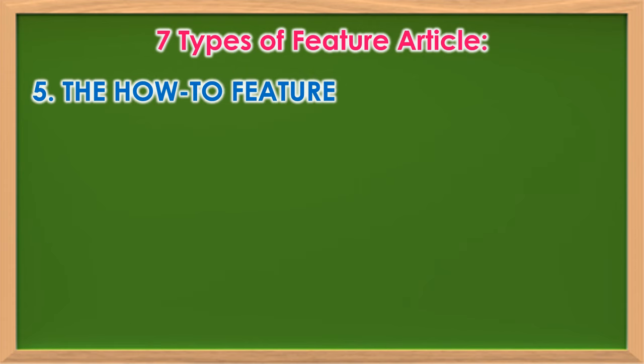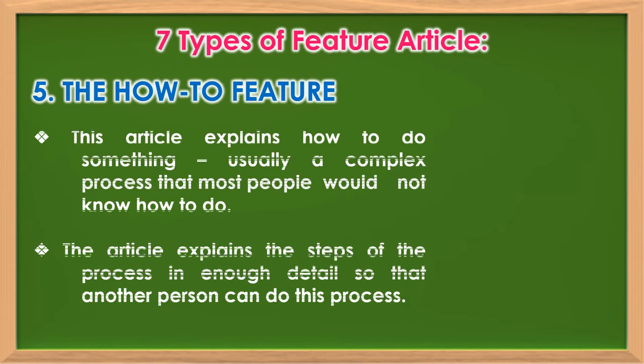Number 5. The how-to feature. This article explains how to do something, usually a complex process that most people would not know how to do. The article explains the steps of the process in enough detail so that another person can do this process.